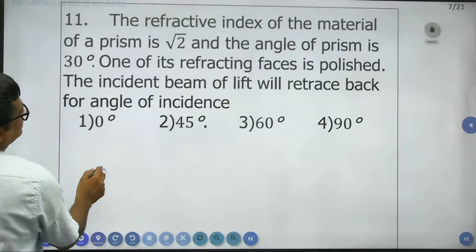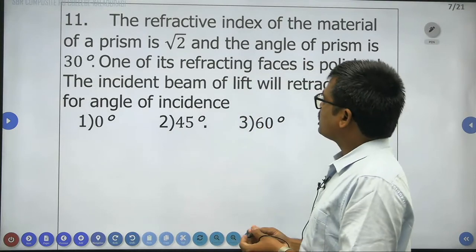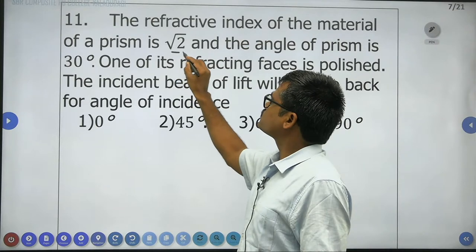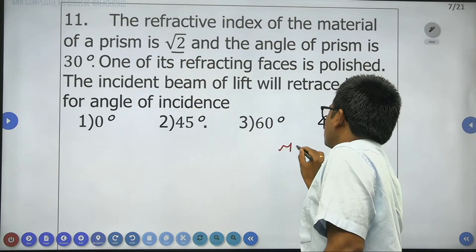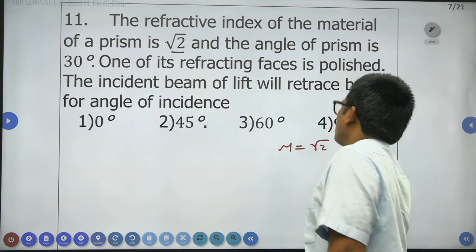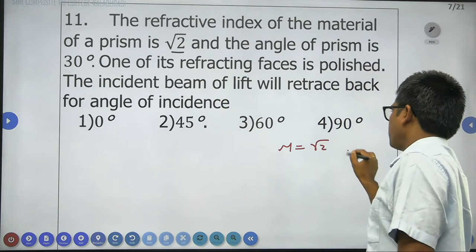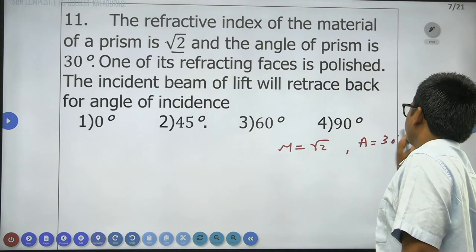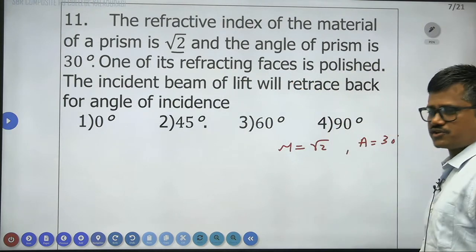So here, next one, see here. In this case, the refractive index of the material of the prism is given how much? Root 2. Let me write it. Refractive index of material of the prism is given root 2. And the angle of prism is given what? 30 degree. One of its refracting faces is polished.